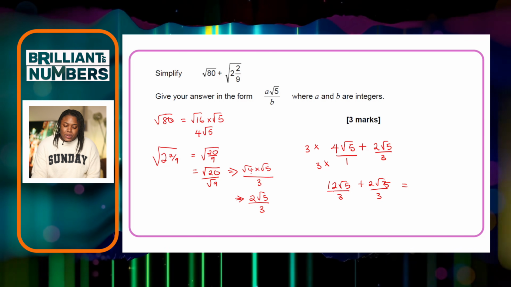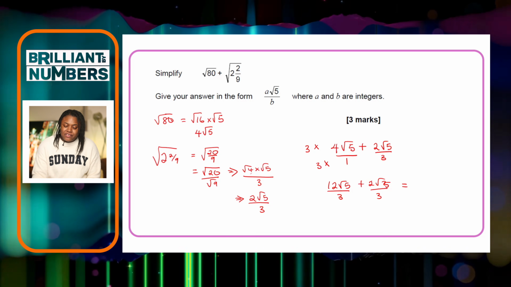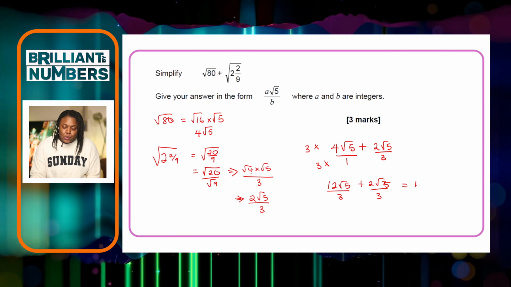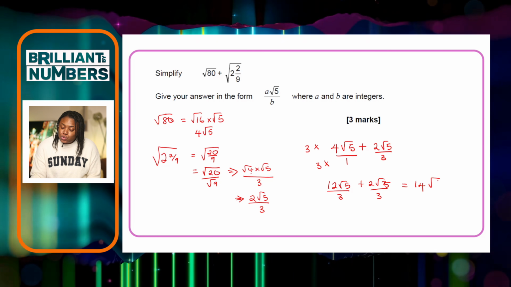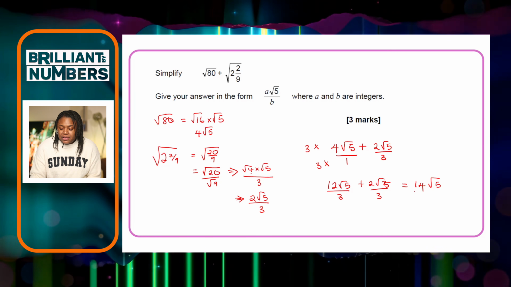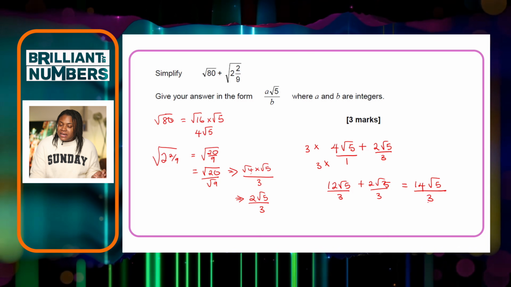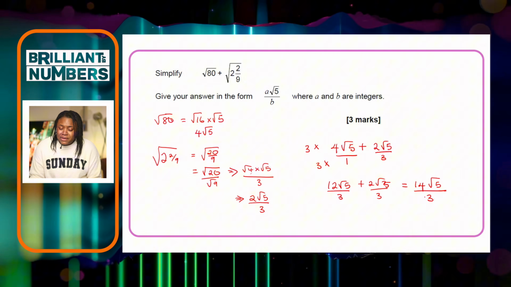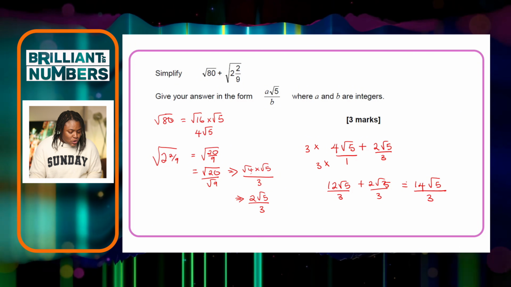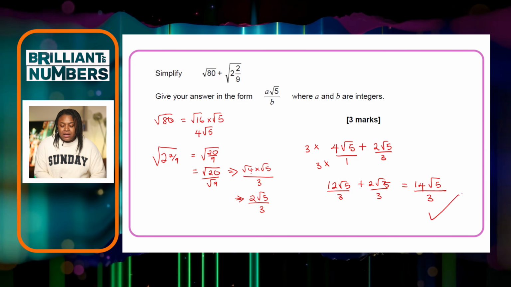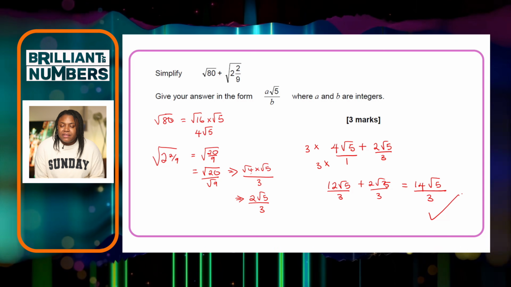So we add the coefficients of the roots. So 12 plus 2 is 14. And the common root is 5, and the common denominator is 3. It cannot be simplified any further as there is no common factor of 14 and 3. So the final answer is 14 root 5 thirds. Correct way to say it, by the way.